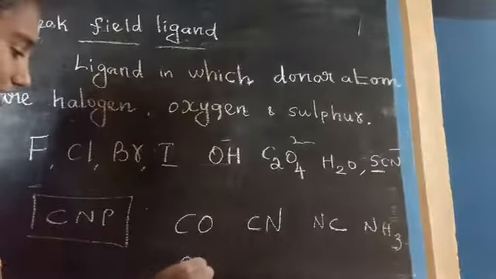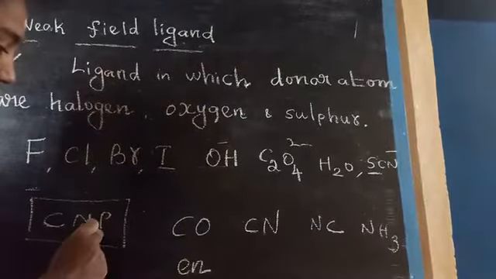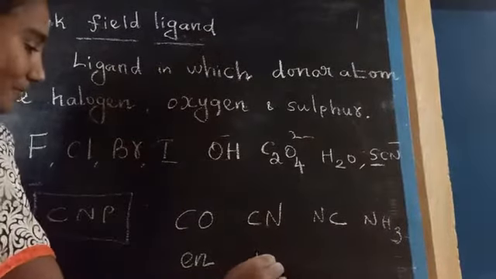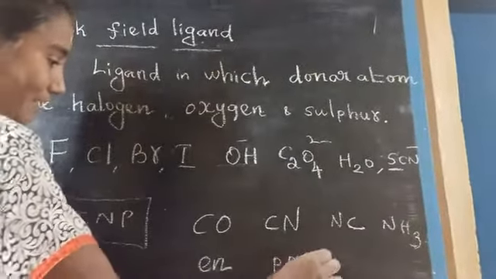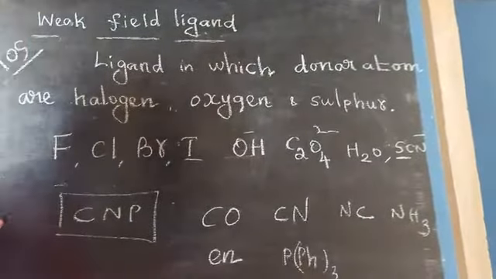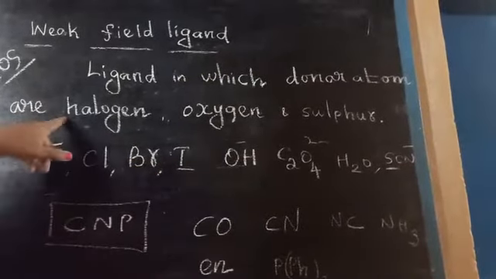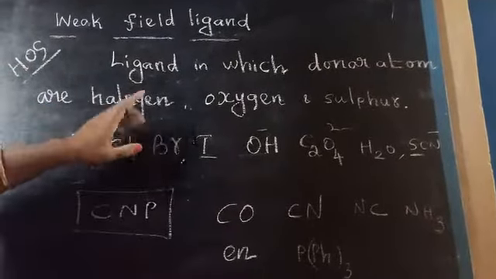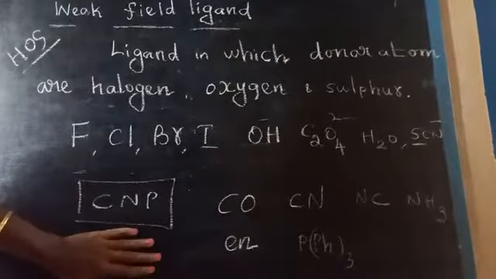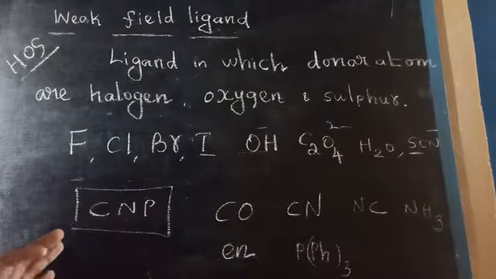En, ethylenediamine. For P, for example, triphenylphosphine. So these ligands are strong field ligands. These ligands, HOS, are weak field ligands. CNP are strong field ligands. So keep in your mind, children.